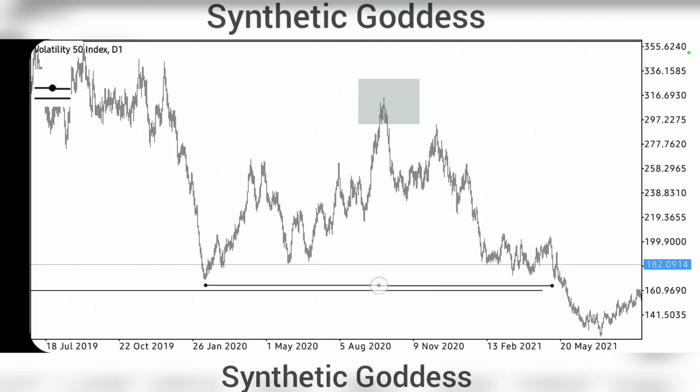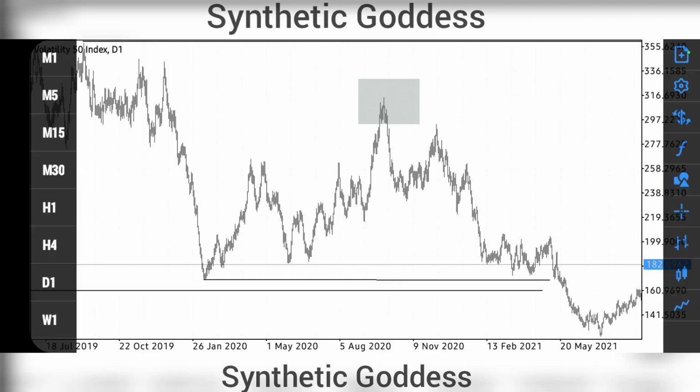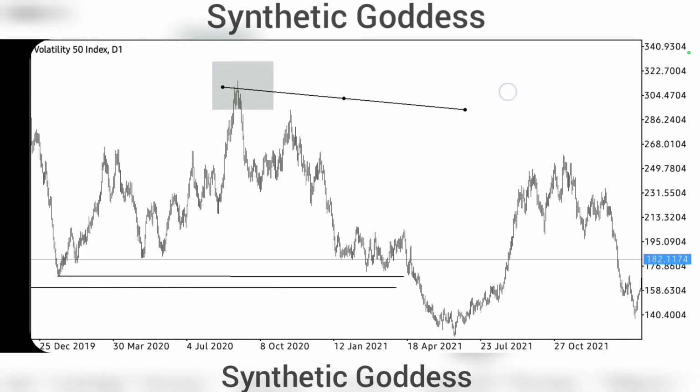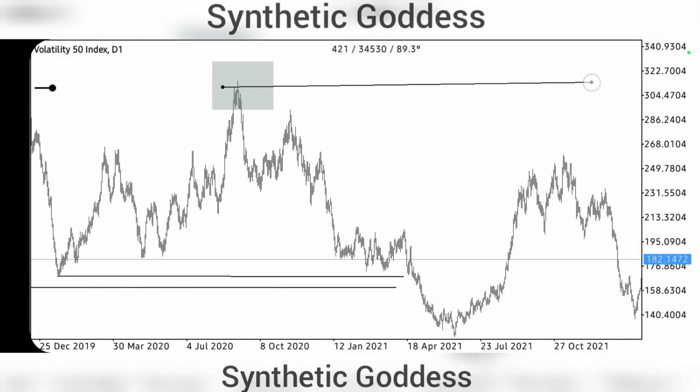So I'm just going to be marking out the last break of structure on the daily time frame, and I'm going to be marking out my protected high on the daily time frame. So here is my protected high for the daily time frame. It is no longer an internal structure here. It has become my protected high for the daily time frame. So I'm just going to be marking that out as my protected high. I'll also write that down.